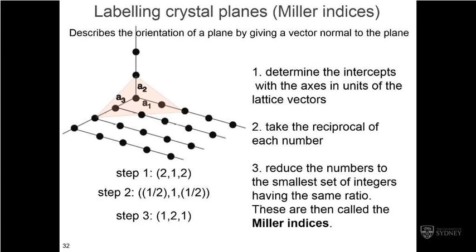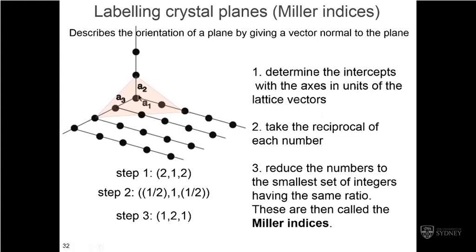Okay. First, look here. This is A1. So this is, if you like, kind of the X direction. It's a bit unusual. The Z, or the A2 direction, is vertical. And the A3 vector is sort of out here towards the left. So the first thing you do to determine your Miller indices is to figure out where this plane cuts your axis. Step 1, determine the intercepts with the axis in units of the lattice vector.